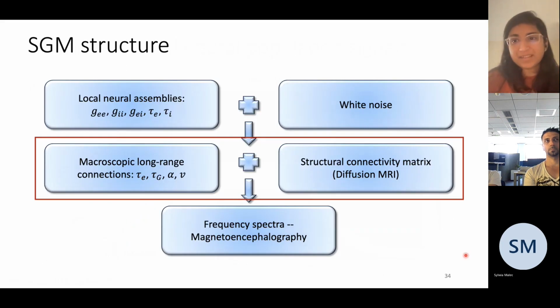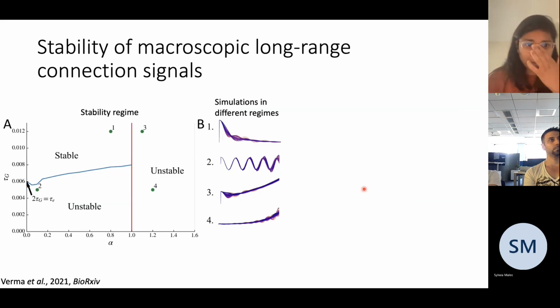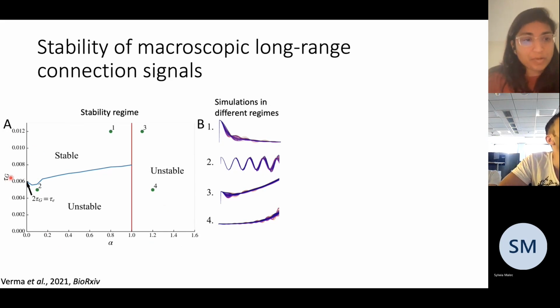Now we did a similar exercise of stability, but this time looking at just the macroscopic model alone. Again, this is to get a sense of the model behavior and to get more theoretical insights into how this model works. And this is how the stability of the macroscopic model looks. In plot A, I have a plot of tau g, which is one of the time constants, versus alpha, which is the coupling constant. And we see that we have different regions. We have this region which is stable, and this where it's unstable, and here where it's unstable.